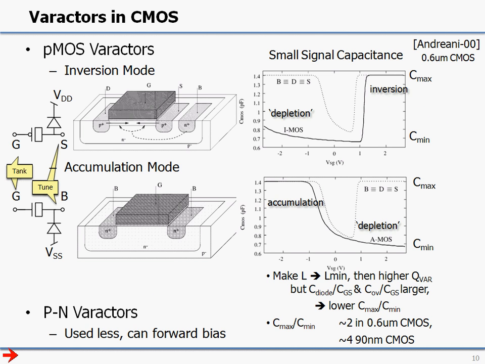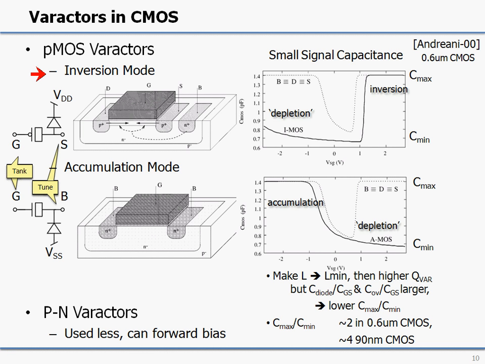Now we know how to build a fixed frequency oscillator, and we understand what sets its amplitude. The next question is, how can we tune the oscillator? We know that the resonance frequency is set by capacitance and inductance, so if we can change capacitance, we will be able to change the frequency. In the past, in older processes, PN varactors were used quite a lot. However, PN varactors can forward bias, and in MOS processes, most of the time people tend to use MOS-based varactors, so I'm going to focus on those.